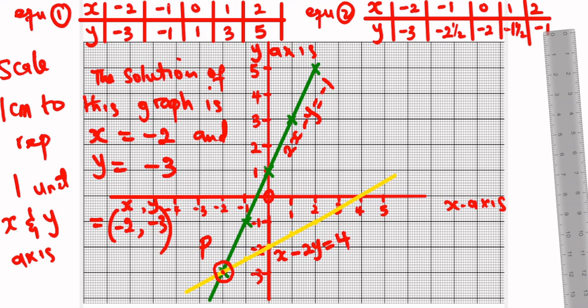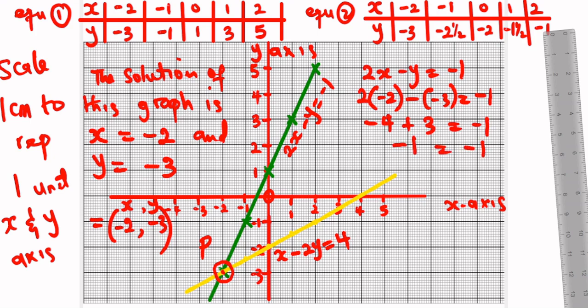But before we move, it says check if this is actually correct. We should check for equation 1 and equation 2 if our answer is actually correct. So now let's bring in equation 1. Equation 1 says 2x minus y equals to minus 1. What did we get as x? We got x to be minus 2. So 2 into brackets minus 2 minus, what did you get as y? We got y to be minus 3, equals to minus 1. 2 times minus 2 is minus 4. Minus and minus is plus 3. Now, minus 4 plus 3 is what? Minus 1. So minus 1 is equals to minus 1. So our answer is actually correct for equation 1.